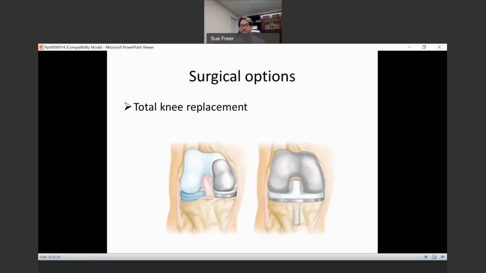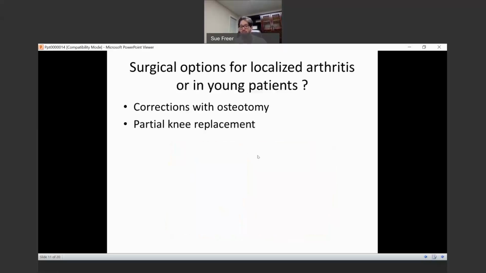So it's not a knee transplant, it's just removing the arthritic part and replacing that with knee components. In this image, this is a patient who had a partial knee, which we'll talk about the indications quickly. So let's say that you have a patient who had a localized arthritis, or the patient was young.